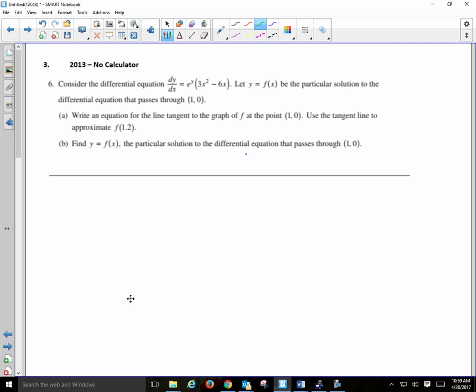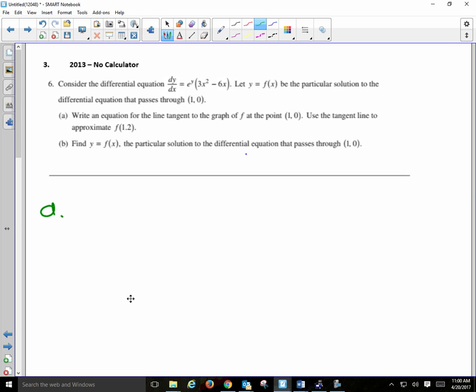All right, here we go. Problem number 3. Consider a differential equation. Let y equal f of x be the particular solution when it passes through 1, 0. Write the equation for the line tangent to the graph of f at the point 1, 0. Use the tangent line to approximate f of 1.2. This was the easiest differential equations problem that I could find that involves separation of variables among the AP stuff. So I'm trying to give you as straightforward a question as I can.